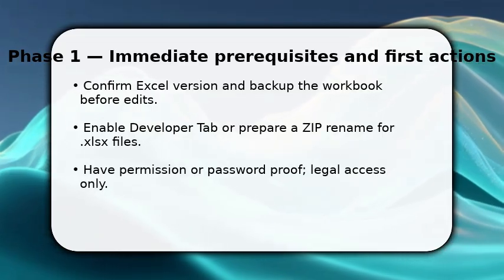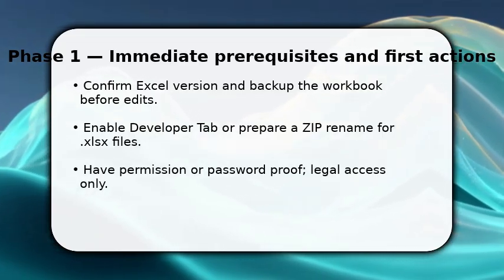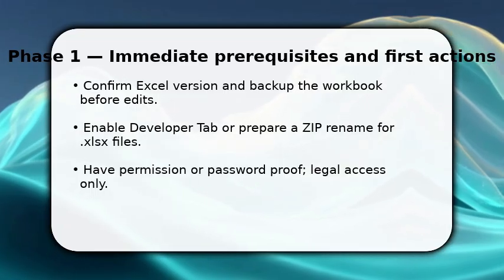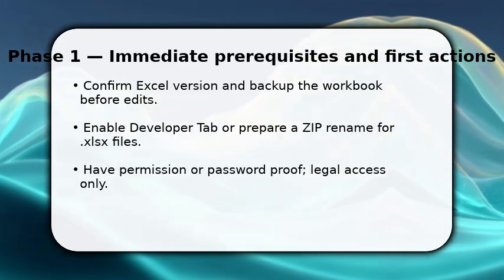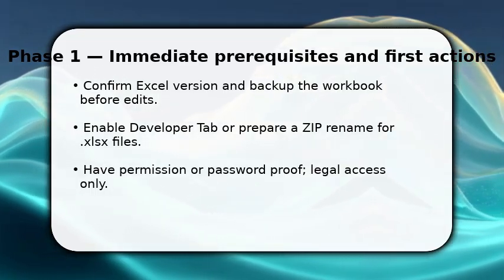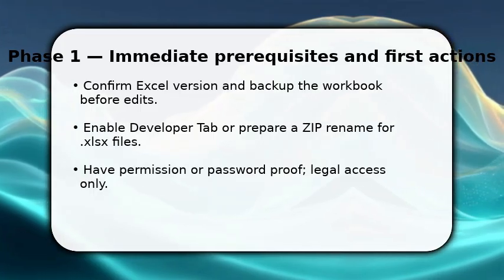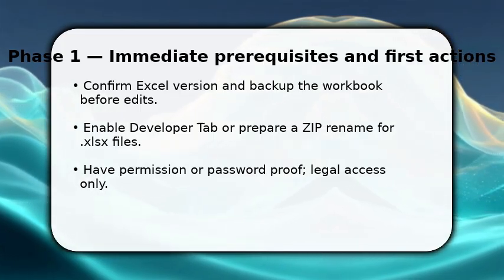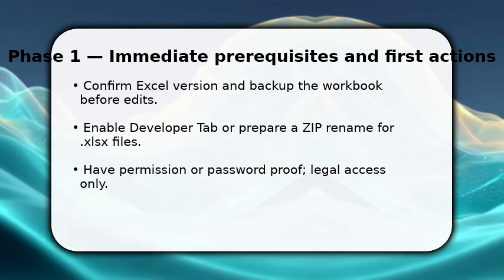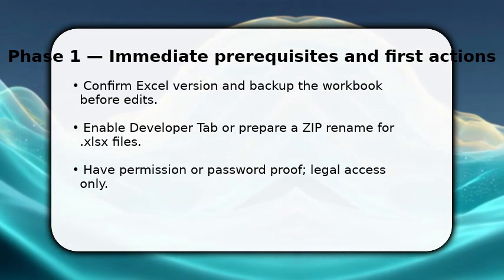If you cannot access VBA, make a copy and rename XLSX to zip, then extract to view workbook XML. You need valid permission to proceed because these steps modify structure directly. Follow closely. The initial setup prevents accidental data loss and speeds the removal process.